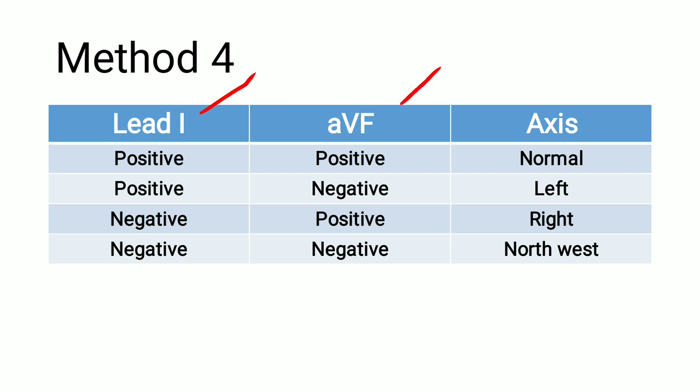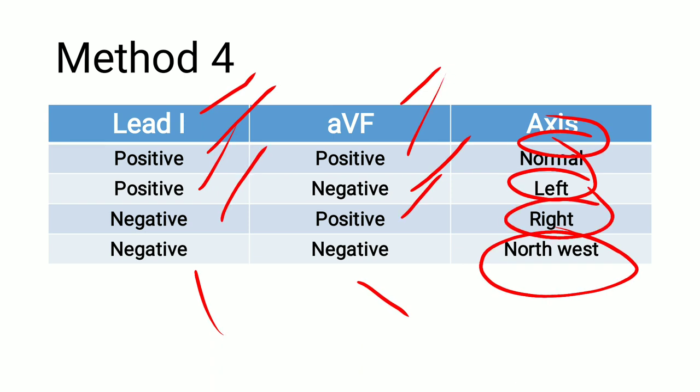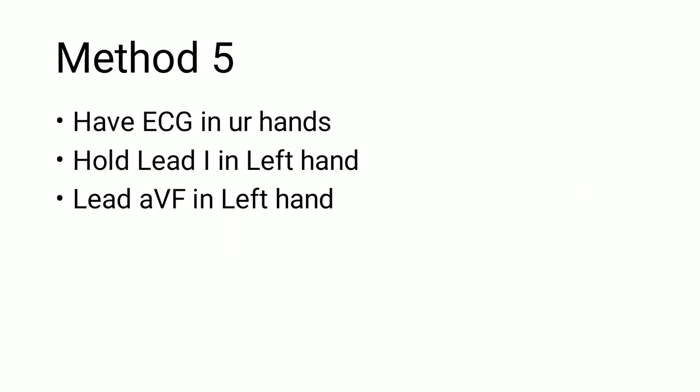Next, the fourth method is to look at just lead 1 and AVF. If both have a positive QRS complex, it is normal axis. If both have a negative QRS complex, then it is northwest axis. If lead 1 is positive and AVF is negative, it is left axis. If lead 1 is negative and AVF is positive, this is right axis. This is another method. And the last method is the simplest one, a bedside one.